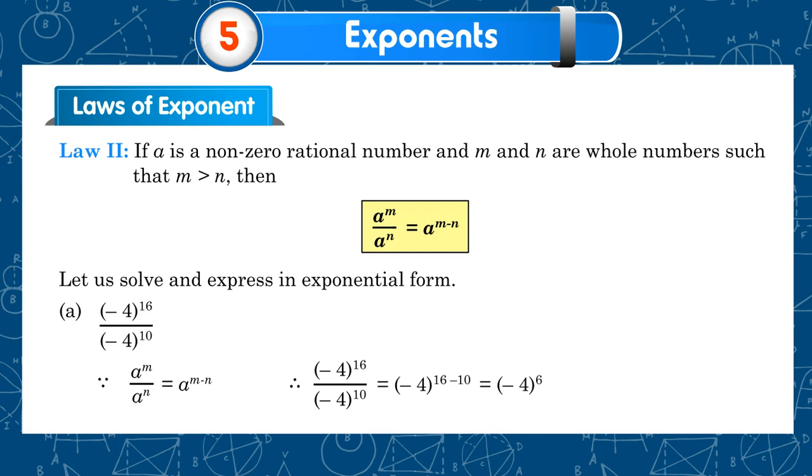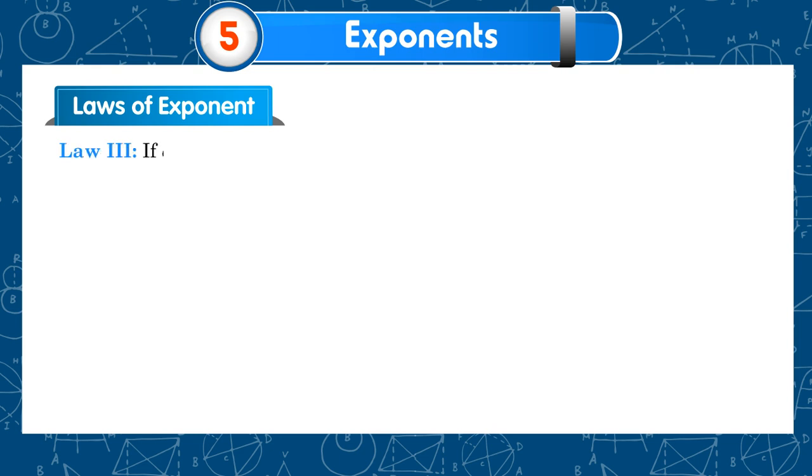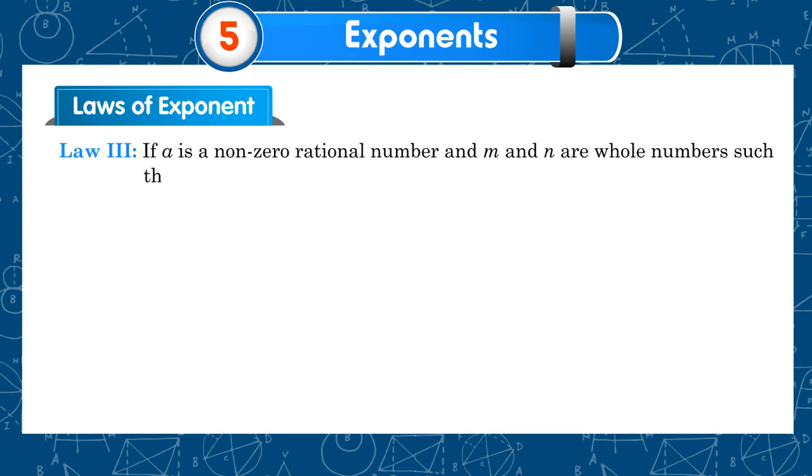Law 3. If a is a non-zero rational number and m and n are whole numbers such that m is less than n, then a raised to the power m upon a raised to the power n equals 1 upon a raised to the power n minus m.